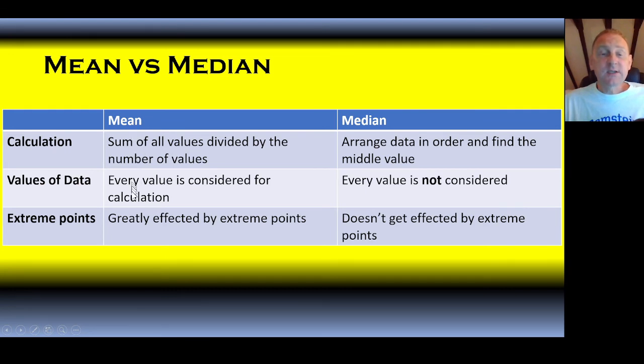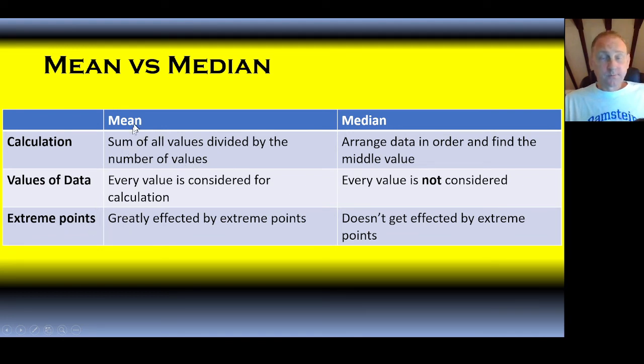So mean is a good thing if you don't have those extremes, because every single value in your data set is relevant. However, with the median, not every value is considered. So it doesn't matter what those numbers are at the extremes. All that matters is that middle number. So everything is not considered in median, where everything is considered with the mean.